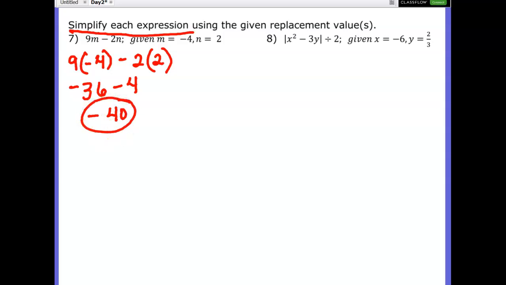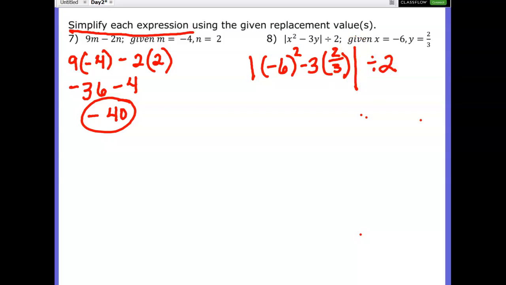All right, so number 8 gets a little more difficult. We've got absolute value bars, and we've got an x. The x is negative 6. Notice I'm going to put that negative 6 in parentheses and square it. Minus 3 times my y. Well, my y is a fraction, 2/3. Close absolute value divided by 2.